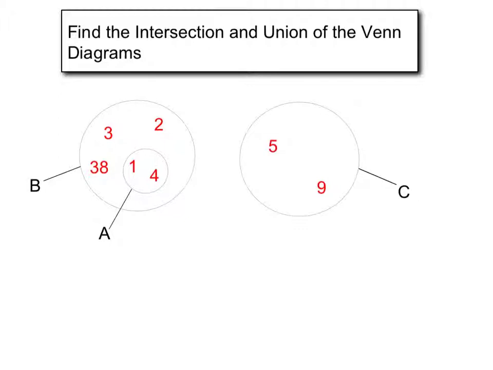Since set A does not have any numbers that are the same at all with set C, the intersection would be an empty set. Same goes with set B and set C. However, set A and set B do have numbers in common. 1 and 4 appear in both set A and set B, so they intersect at 1 and 4.